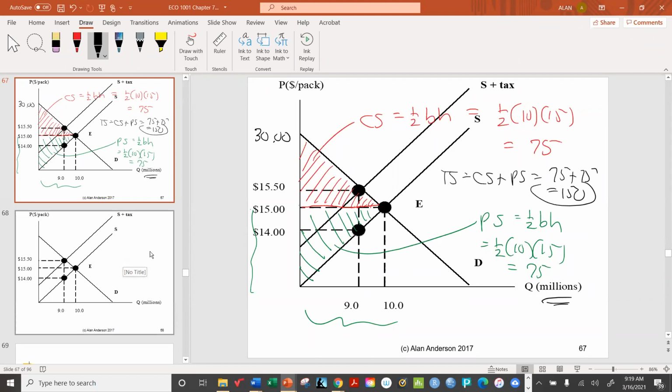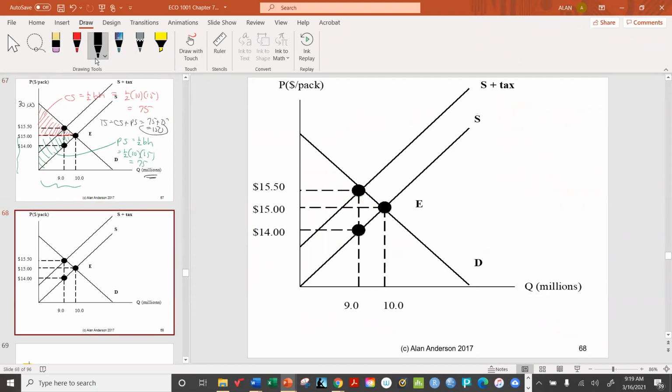Now, with the tax, the government collects $1.50 for each of these packs, and we sell 9 million packs now. So all this yellow will be the tax revenue. Okay, so those are the taxes. This is a rectangle. So the base times the height is 9 times $1.50. That's going to be $13.50.